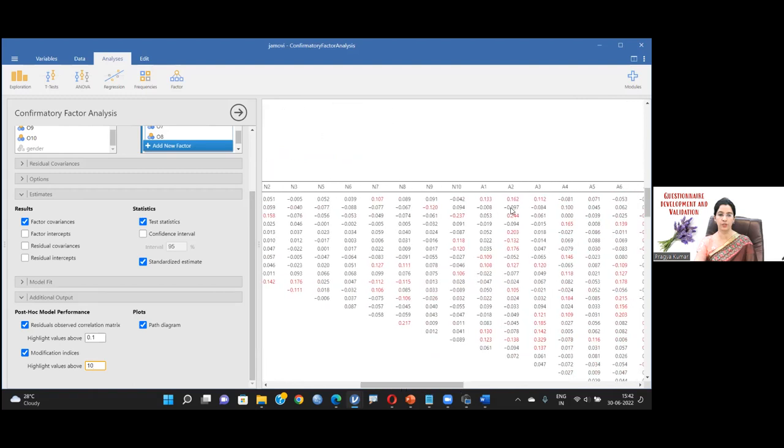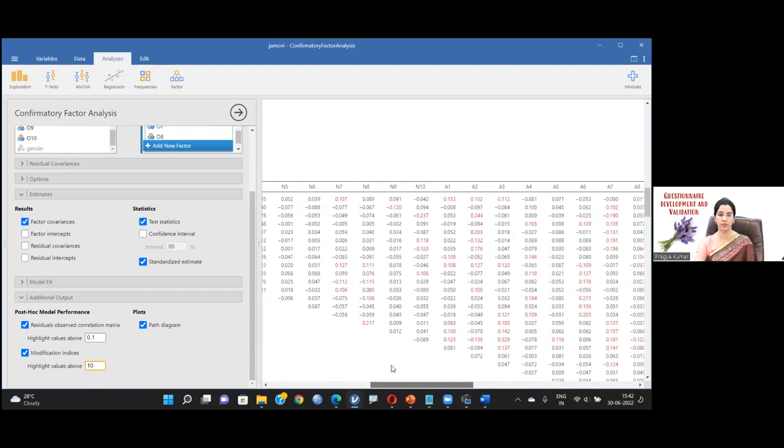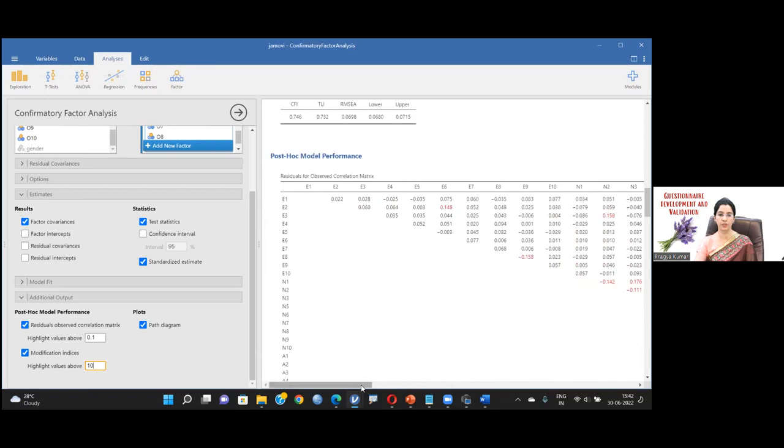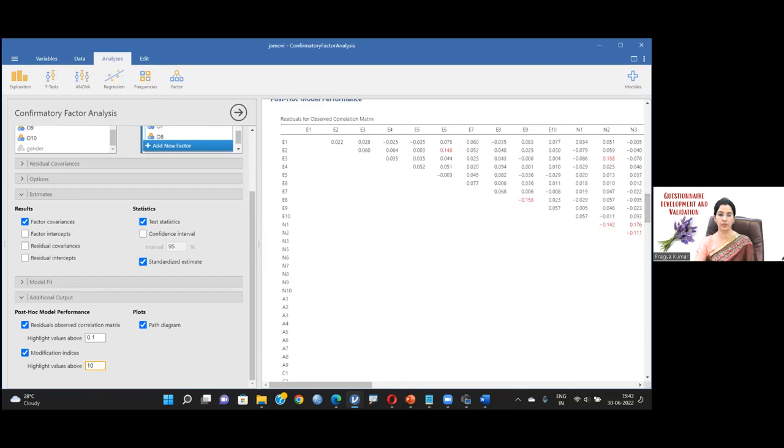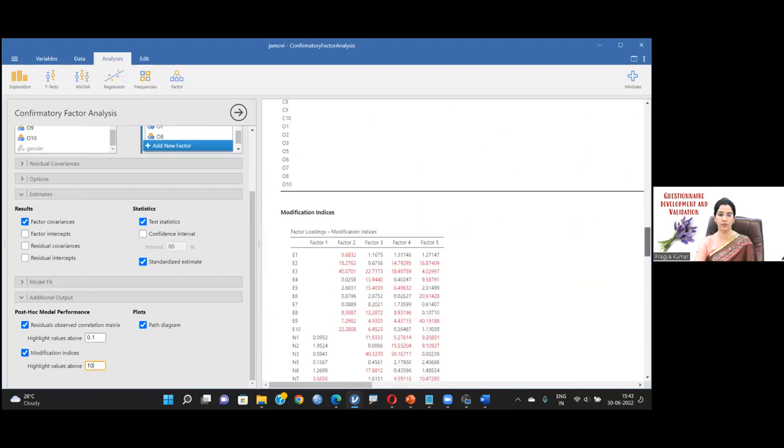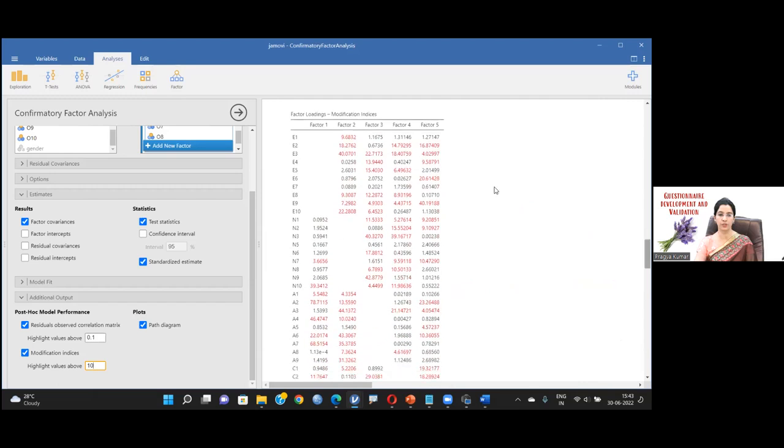Can you see? Here all the colors, red color, mean the correlation between the residual of A2 and the first one, E1, is more than 0.1. Similarly, this is 0.14. So wherever the difference between the expected and observed correlation is more than 0.1, it will highlight those values. We don't do anything on the basis of that. The model improvement we do on the basis of factor loading modification indices.